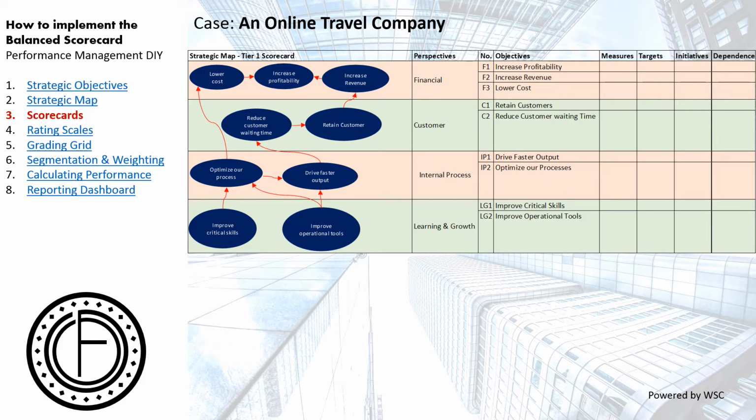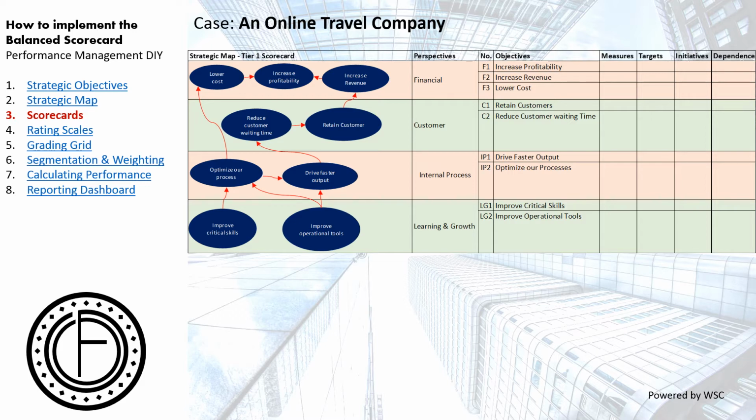numbering. So if you look at financial, you have F1, F2, F3. Now, this numbering is very, very important, because you will get to the point whereby you need to cascade all of this, where you need to cascade a scorecard to another scorecard, meaning cascading from tier 1 to tier 2. So if you are cascading increased profitability to a tier 2 scorecard, that means you just pick the number F1. With this, it is easy for us to track what is being cascaded from one scorecard to the other.